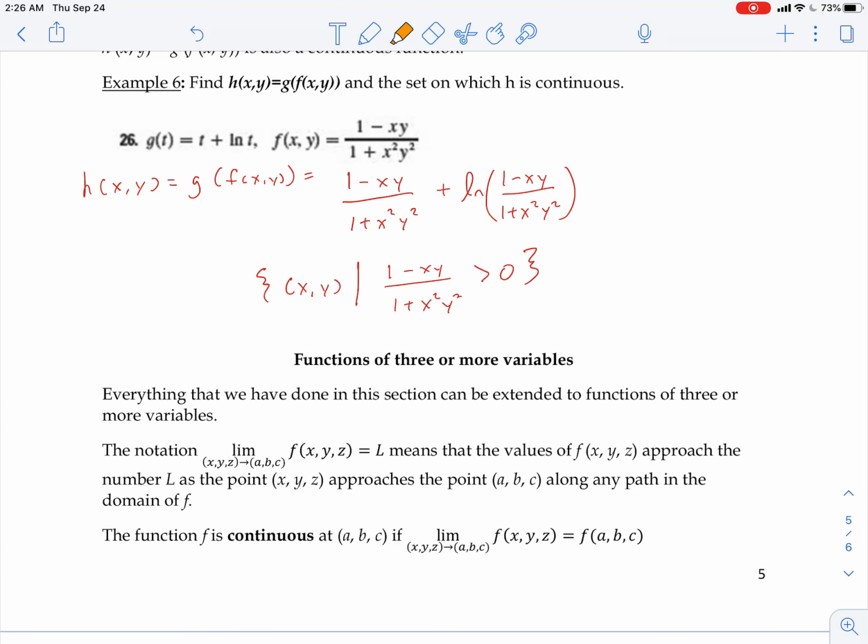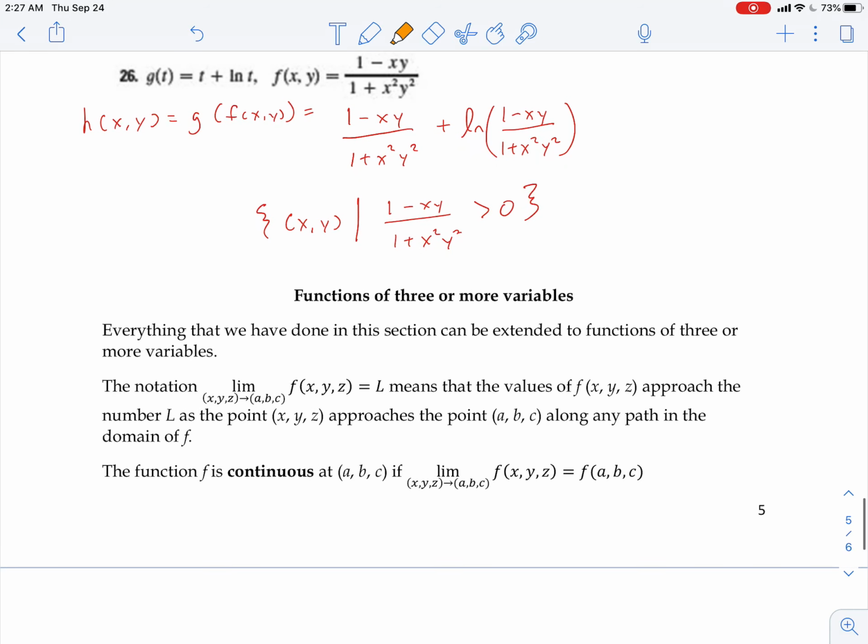Now, the last part, functions of 3 or more variables. If we're trying to find the limit, we're going to approach it the same way. If we have 3 independent variables, the first thing we're going to do is substitute in and see if we get a value. If we get 0 over 0, then we want to try a few different pathways. All right? And more than likely in this class, once you try those few different pathways, you're going to realize, oh hey, it does not exist. All right? You're not going to do the squeeze theorem.